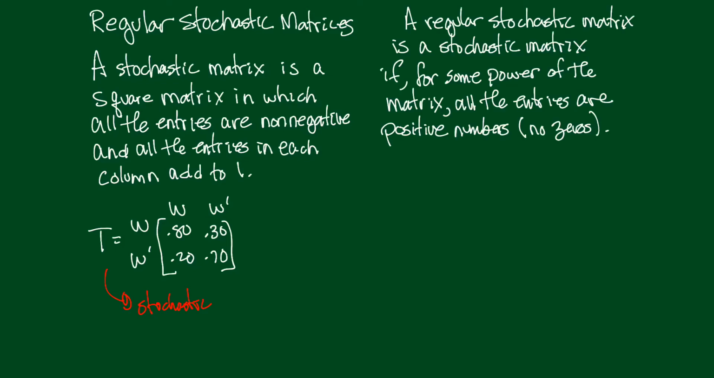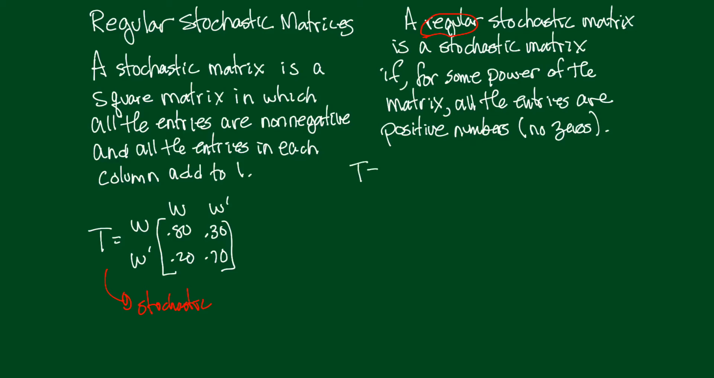Now here's a particular type of stochastic matrix. This one is called a regular stochastic matrix. A regular stochastic matrix is just a stochastic matrix, right? A square matrix in which all the entries are 0 or positive numbers. But a regular stochastic matrix has this property: you take some power of your matrix and it eliminates all the zeros. So for some power of that matrix, all the entries are positive numbers.